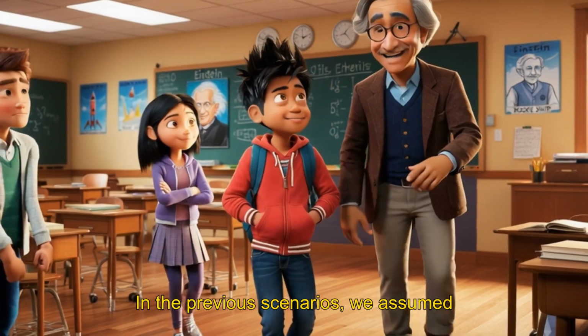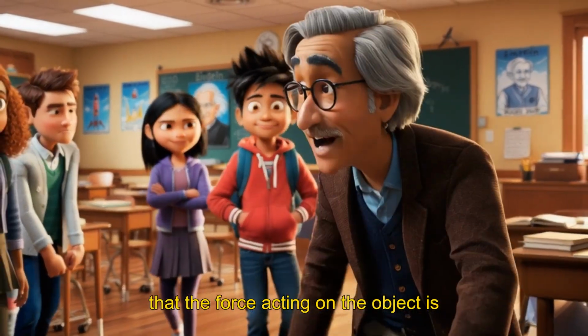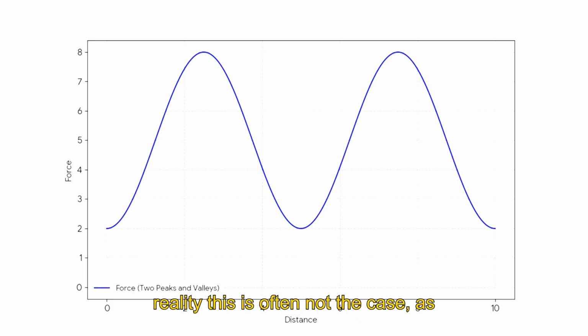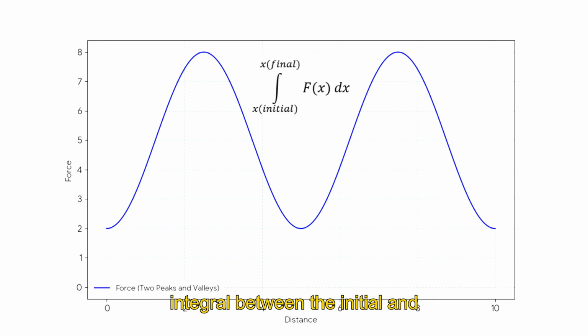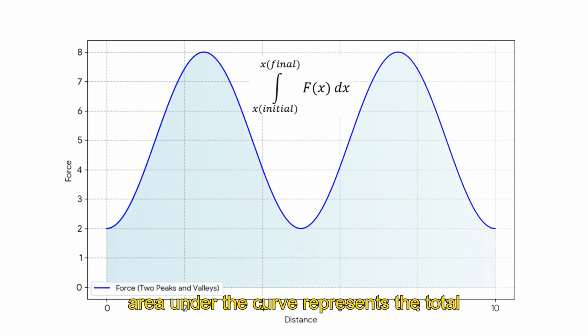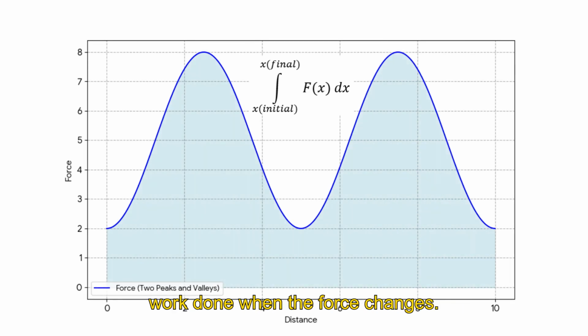In the previous scenarios, we assumed that the force acting on the object is constant. However, in reality, this is often not the case, as the force frequently varies over time. In such situations, to determine the total work done, we calculate the integral between the initial and final distances. Essentially, the area under the curve represents the total work done when the force changes.